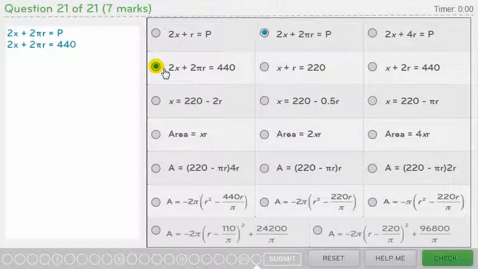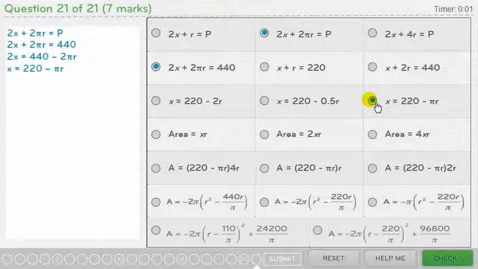Next thing we need to do is isolate for one of our variables. The variable we'll choose to isolate for here is x. In order to isolate for x, we'll need to subtract 2 pi r from both sides of the equation. When we do that, we're left with 2x is equal to 440 minus 2 pi r. Next, in order to get x by itself, we need to divide everything by 2. And so we're left with x is equal to 220 minus pi r.